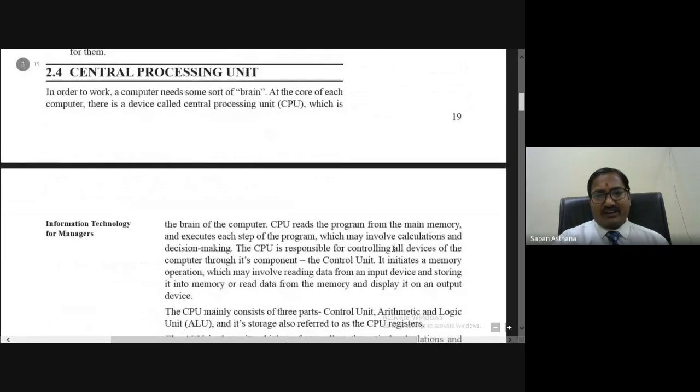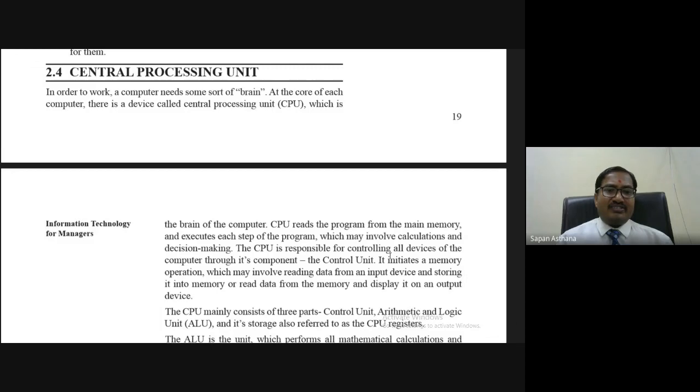Central processing unit, that is a very important component. In order to work, a computer needs some sort of brain. Okay, suppose all of you are in class, you have a brain given by God. At the core of each computer, there is a device called the central processing unit, CPU, which is the brain of the computer. Suppose if anybody asks you what is the CPU, you can say the CPU is the brain of the computer. It means what our brain performs: our brain takes the inputs and gives the output. This is the function of the brain.